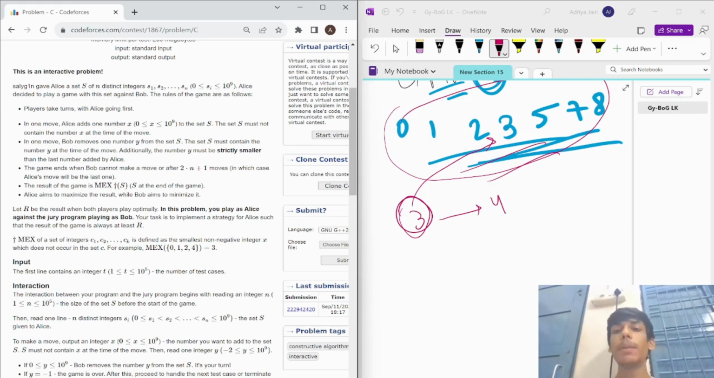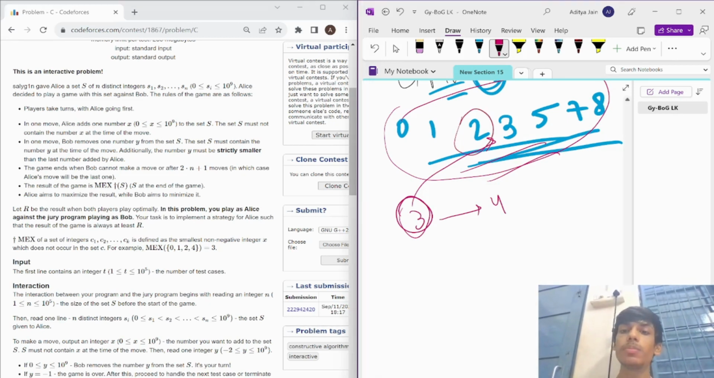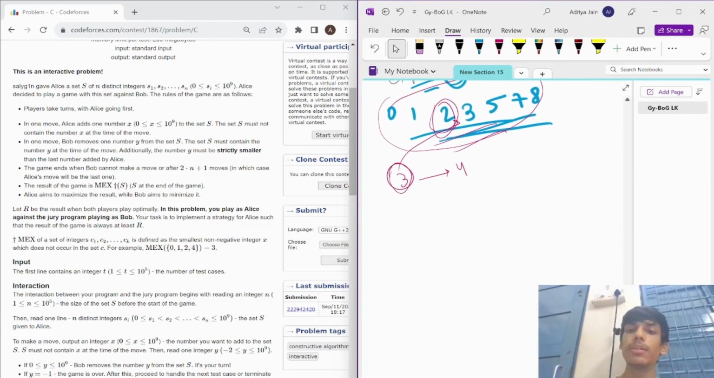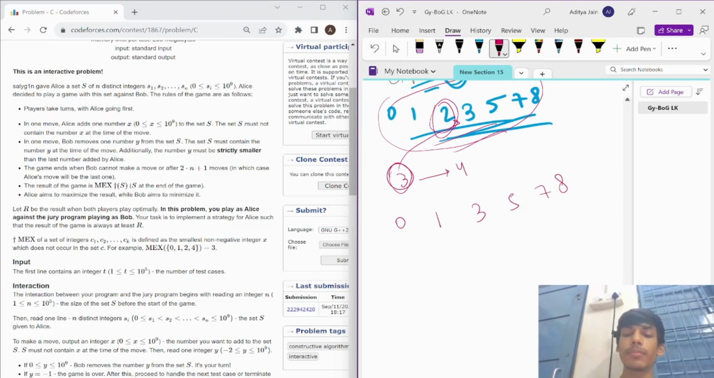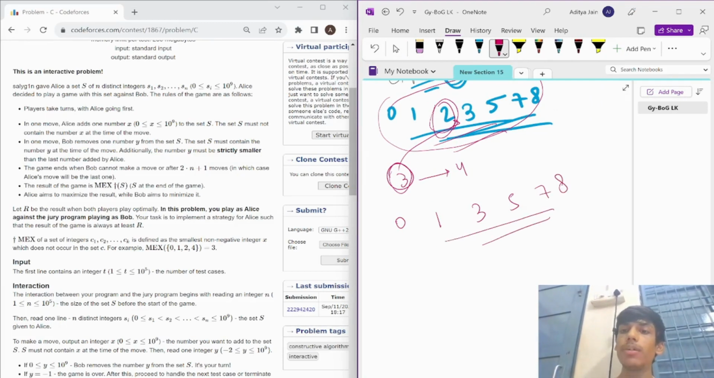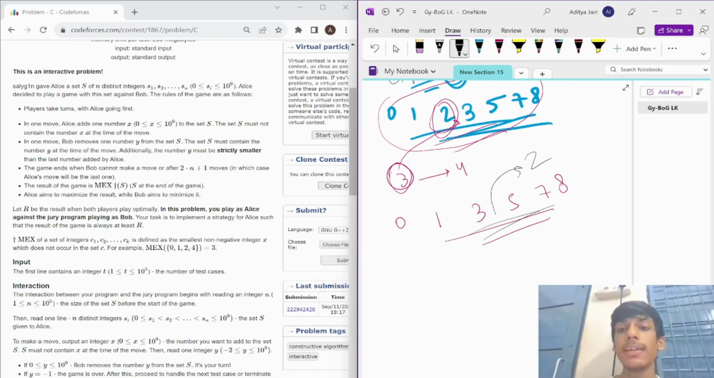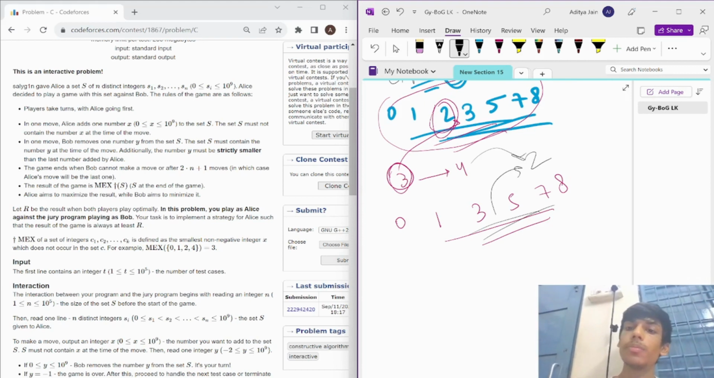Now, suppose Bob removes 2. If Bob removes 2, the array becomes 0, 1, 3, 5, 7 and 8. Clearly, its max decreased. Its max is now 2, because 2 is the smallest non-negative integer which is not present in this array. Thus, the max of the array decreased from 4 to 2.